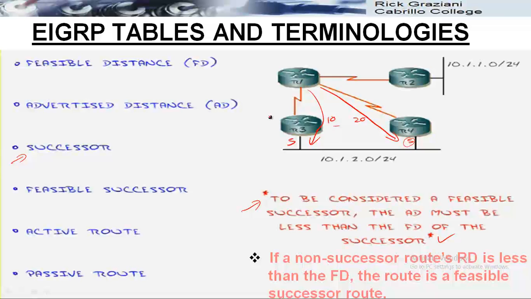The feasible distance of the successor is 10, as in that's the least cost. That's the best metric to get to that network. So it is 10. We can obviously see that this is bigger than the reported distance of R4. So if your reported distance is lesser than that, then you are a backup route.